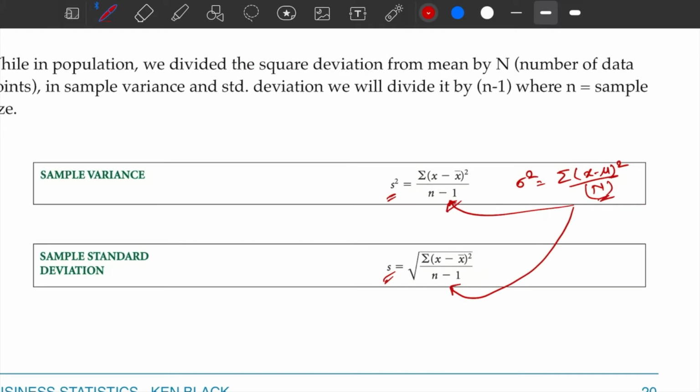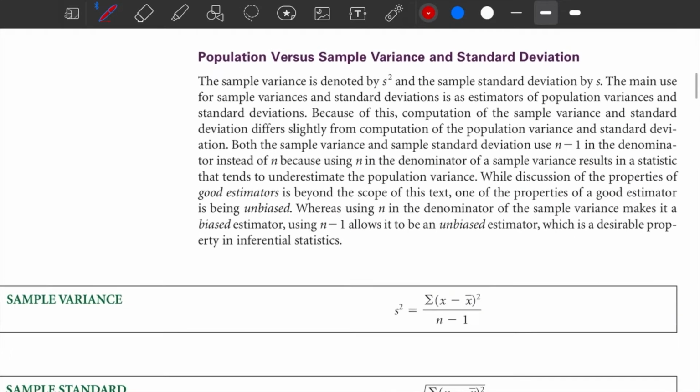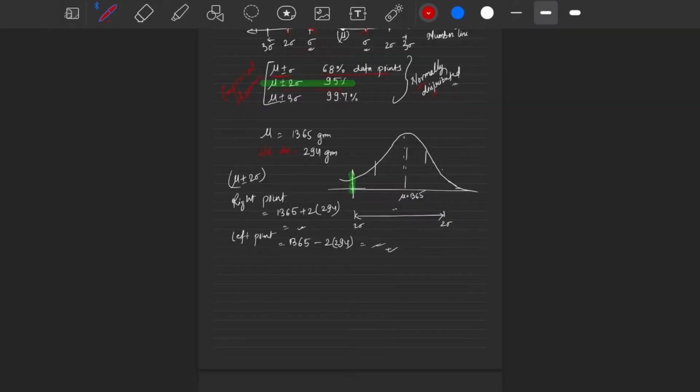Now if you want to read why n-1, why not n, you can go on Google and do more research on that. I'll just try to keep it short, based on my understanding from this line which is written in the book, that we want n-1 because we want a good estimator, right? Both sample variance and standard deviation use n-1 in the denominator, and this is because of a good estimator. Okay, so what is a good estimator or what is an unbiased estimator?